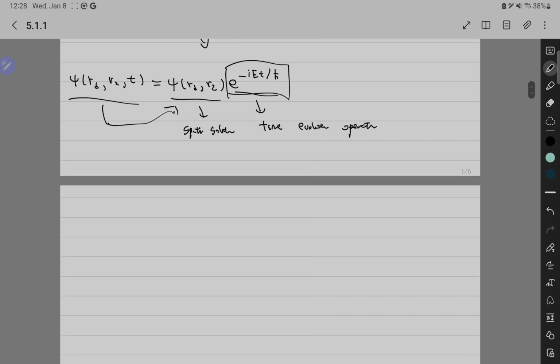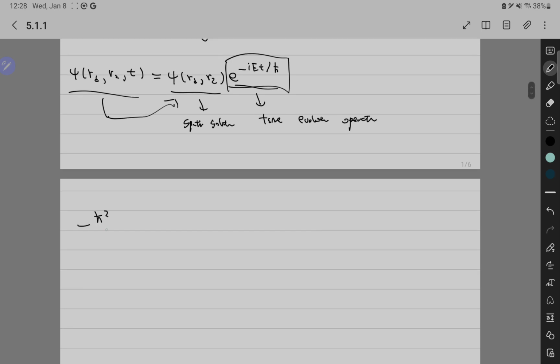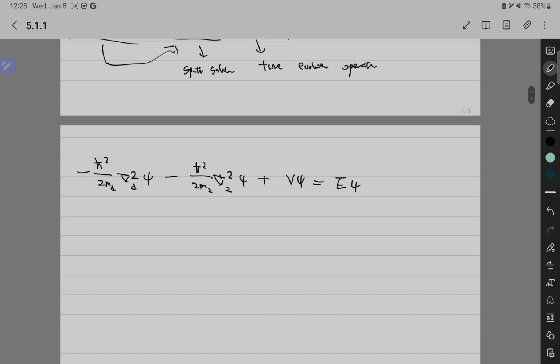So our spatial wave function is going to satisfy the Schrodinger equation. So let's write it down first. Negative ħ² over 2m1, Laplacian squared, phi, minus ħ² over 2m2, Laplacian squared, phi, plus potential times phi is going to be energy times phi, right?